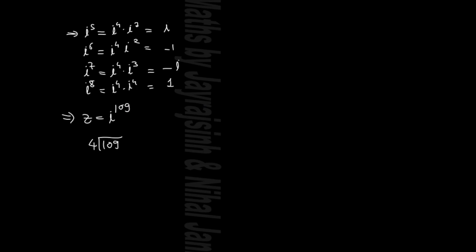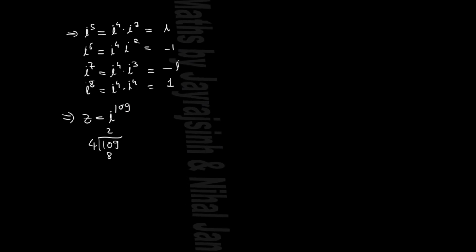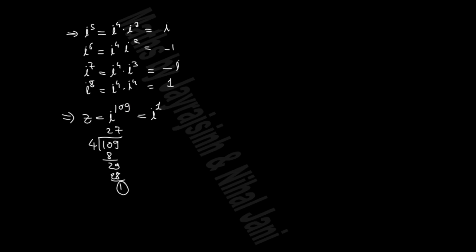So if we want to obtain i raised to 109, what technique did we use? Yes, divide by 4. We simply divide 109 by 4. 4 twos are 8, then 4 sevens are 28. Remainder is 1. So i raised to 109 is simply i raised to 1. Correct? No problem. Very easy.